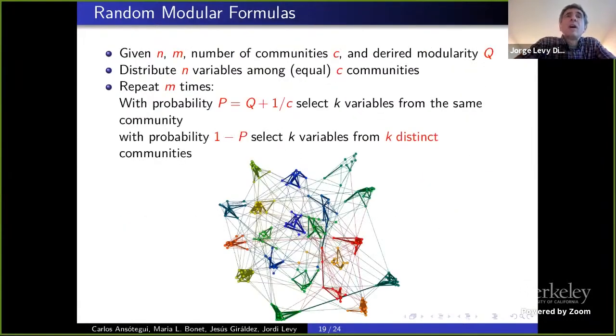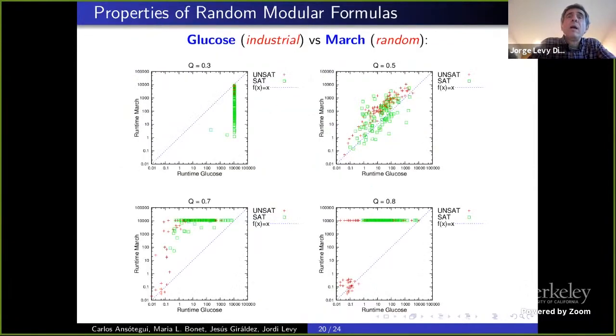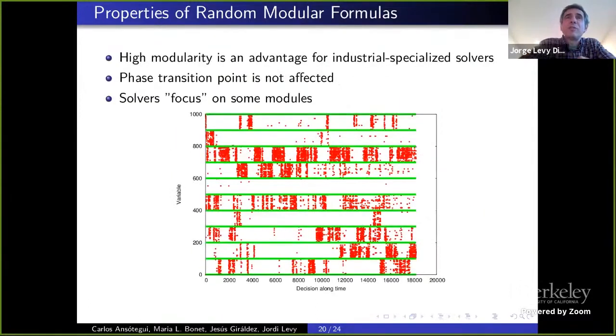We have also analyzed another model for generating random formulas with modular structure. I will not go into details, it's very simple. In this case, we also observe that when we increase the modularity of the generated formula, these are random formulas, the solver Glucose, specialized in industrial, is more efficient than the solver March, that is specialized in random. So it's also an advantage for the industrial solvers.